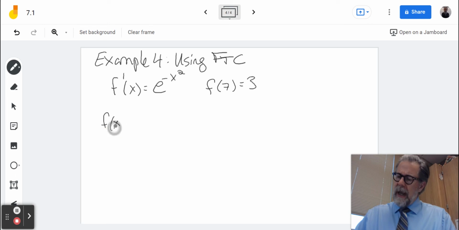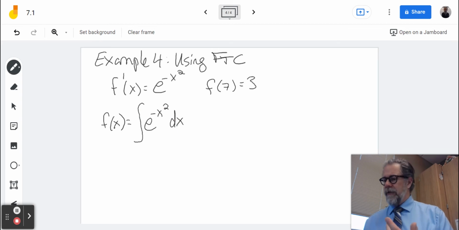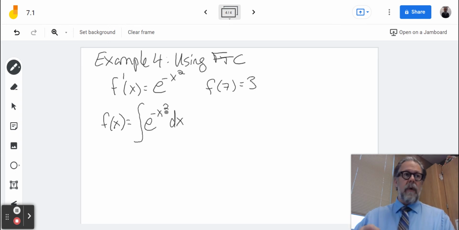But what we can do is we can say, well, hang on a second. The function that has a derivative of e to the negative x squared is the integral of e to the negative x squared dx, because that's the fundamental theorem of calculus. The derivative of the integral is the function. The derivative of the integral of e to the negative x squared is therefore e to the negative x squared, so long as I am going from some starting point to x.